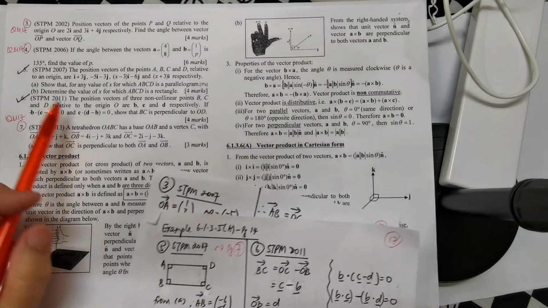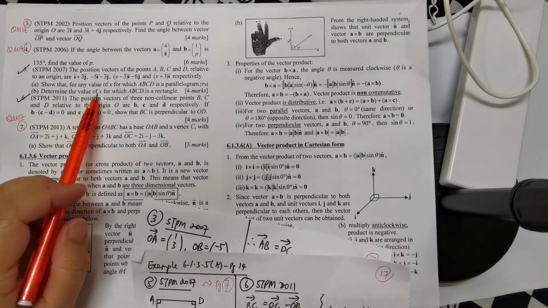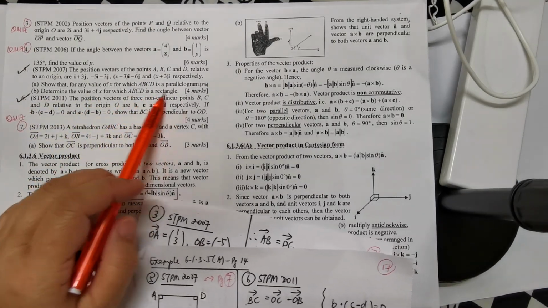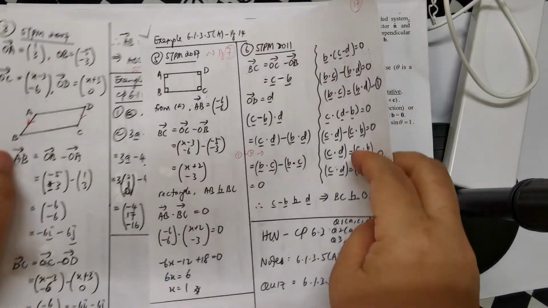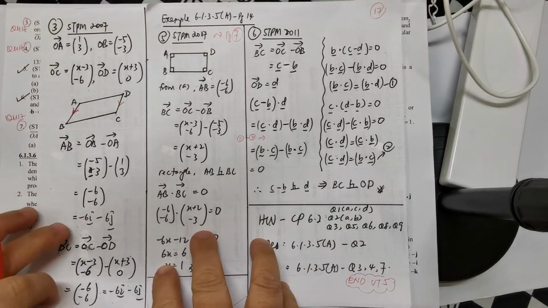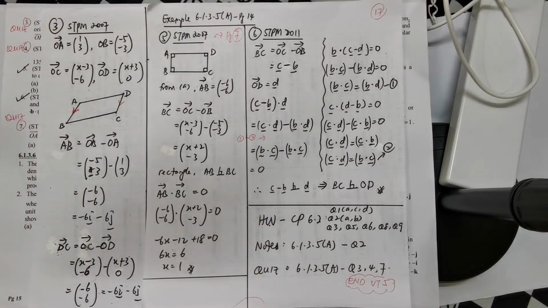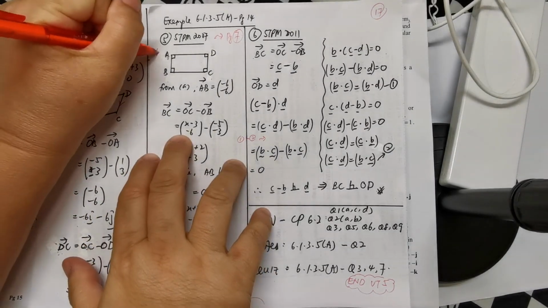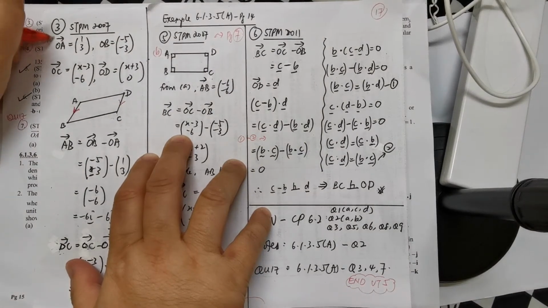Okay, so what is part B? Determine the value of x for which ABCD is a rectangle. Okay, so I show like this. This is part A that we have discussed. Now part B. This is part B. This is part A.